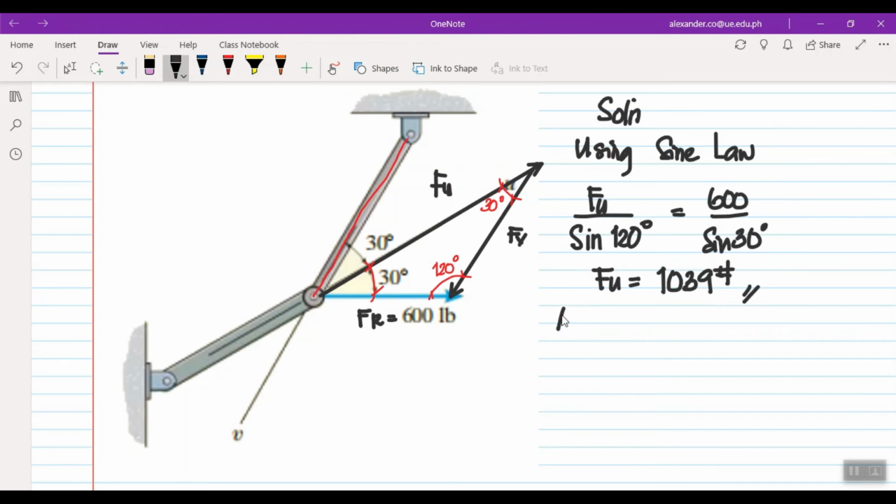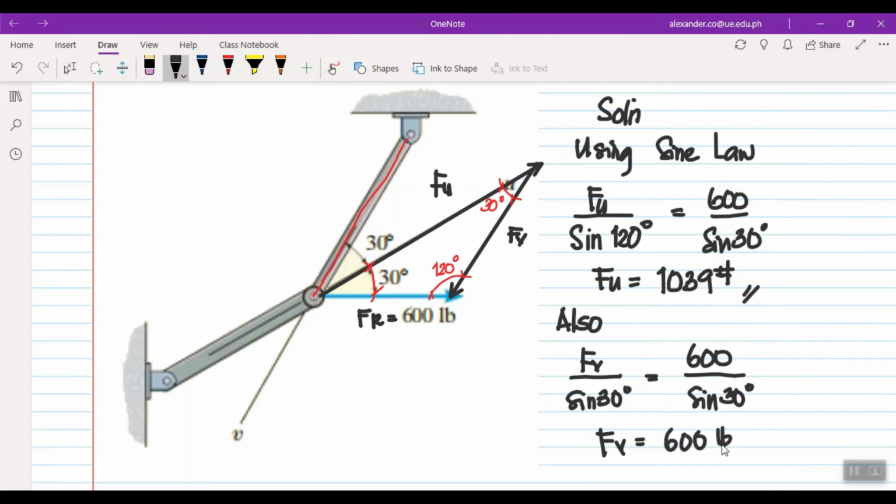Also, let's compute for FB. Paano yung FB? FB over sine 30. Oy, madali lang to. Bakit? Tingnan nyo. Kasi, yung isa, 600 over sine 30 degrees. Di mo na kailangan computin. Kakancel yung sine. FB is now equal to ilan? 600 pounds.